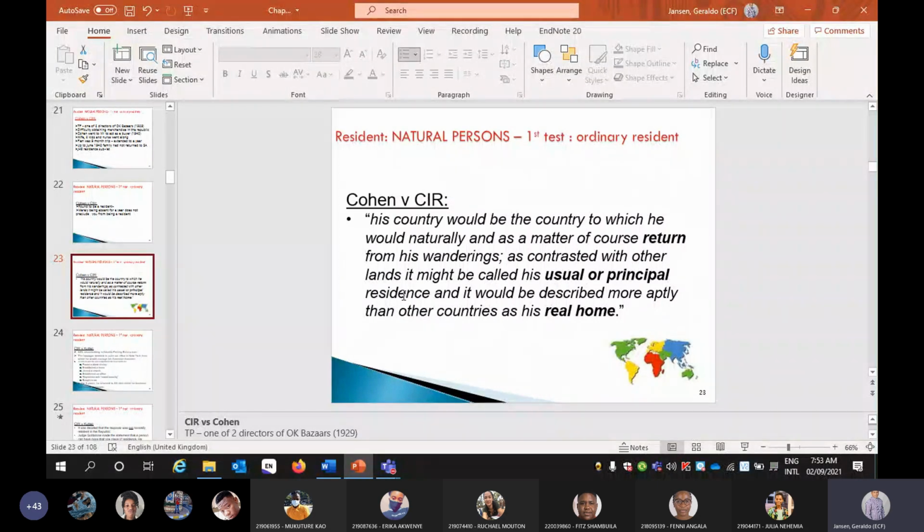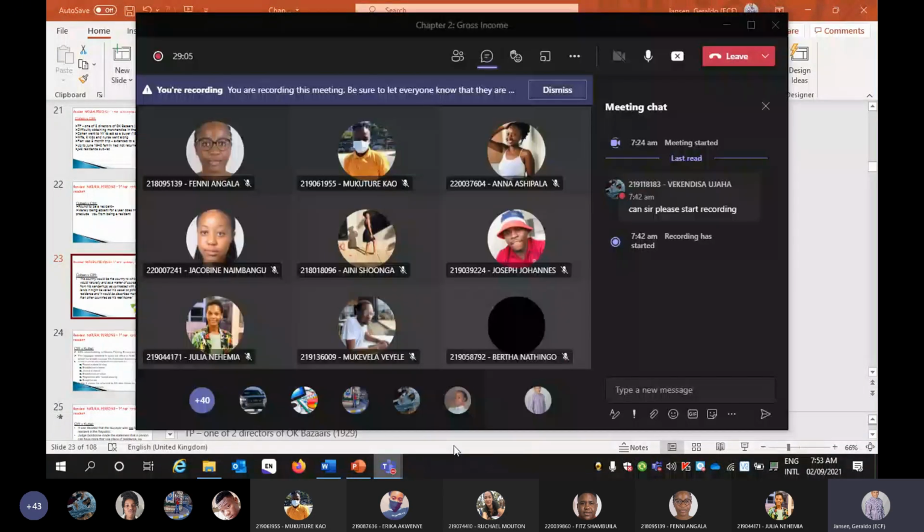So guys, what they say is, let's say you were a South African, and since we teach you international accounting standards, remember you can work anywhere in the world. You can work in Australia, Switzerland, anywhere. Now let's say you go there, but guys, the question remains, where will you return from your wanderings? What do you consider to be your home?